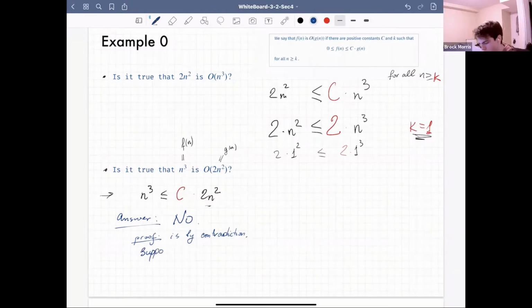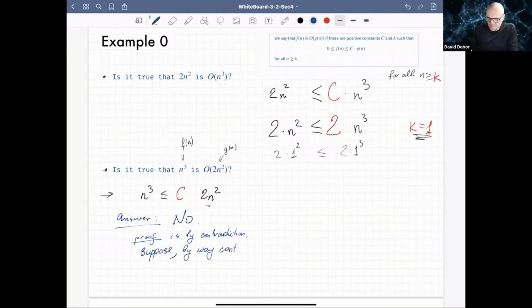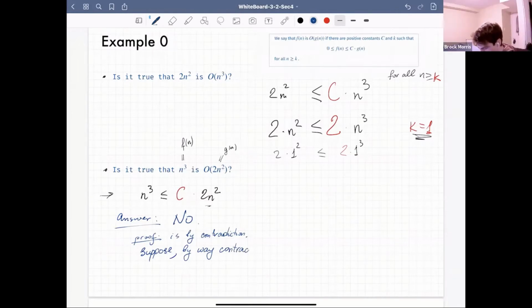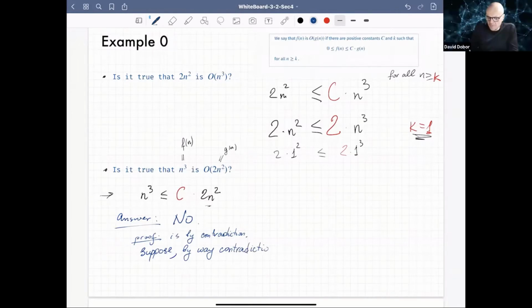You just try to prove the opposite of what you were originally trying to figure out. Yes: suppose by way of contradiction that n cubed is big O of 2n squared. This argument was called reductio ad absurdum in Latin, sorry for my horrible Latin pronunciation. It means reducing your argument to absurdity.